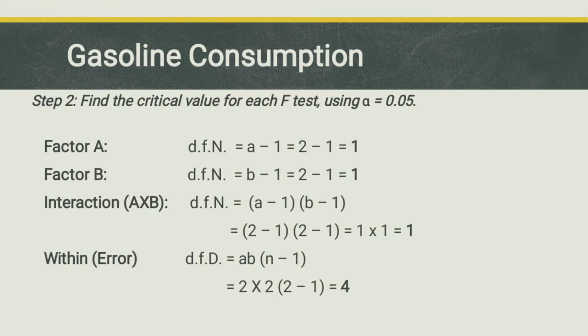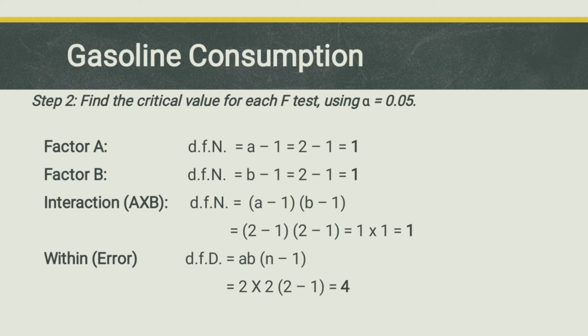Step 2, find the critical value for each F-test using alpha 0.05. In this case, each independent variable or factor has two levels. So, we use a 2x2 ANOVA table. Factor A represents the gasoline type. It has two levels, regular and high octane. Therefore, A is equal to 2. Factor B represents the automobile type. It also has two levels. Therefore, B is equal to 2.